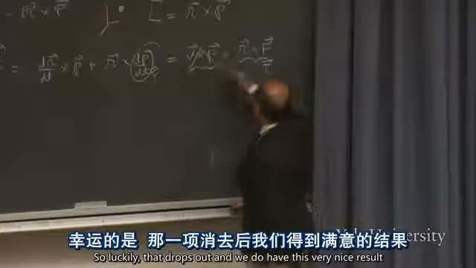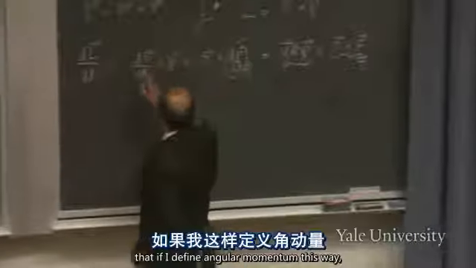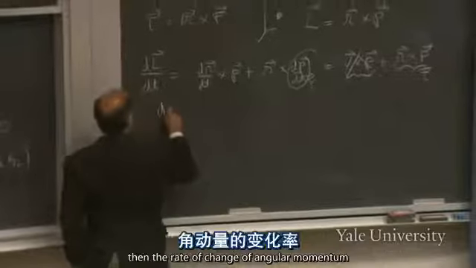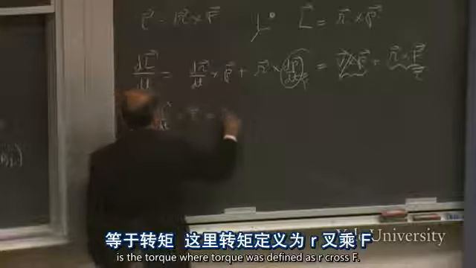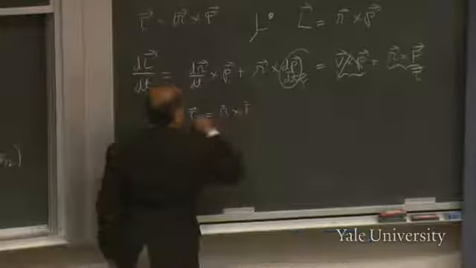So luckily that drops out, and we do have this very nice result that if I define angular momentum this way, then the rate of change of angular momentum is the torque, where torque was defined as r cross F.